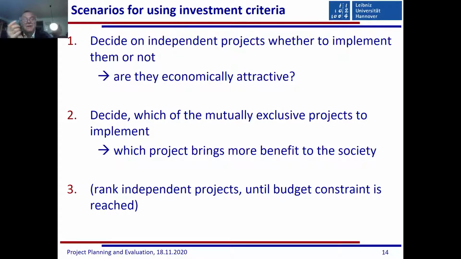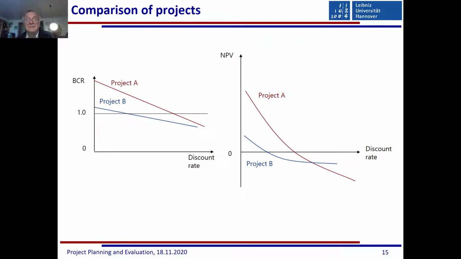So then it's mutually exclusive, and we need to have a way to compare them. And that is not always easy, as I will show you on some of the next slides. Then you rank projects until your budget constraint is reached. Right? Sort of, okay, the ministry in Germany has allocated, I don't know, some 40 billion, and then that's being used for projects. And then you would rank your projects until you have the budget constraint. So this is this comparison of projects that I was talking about.